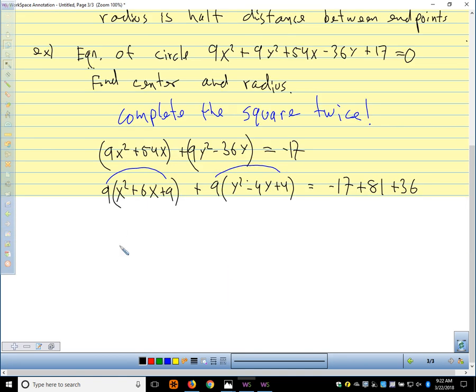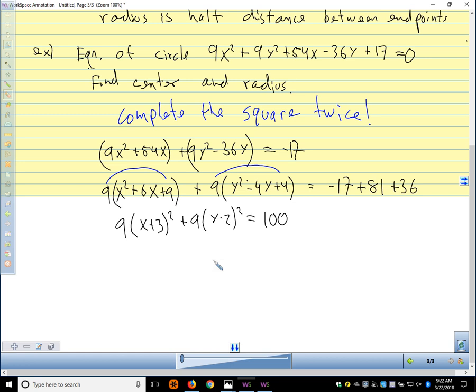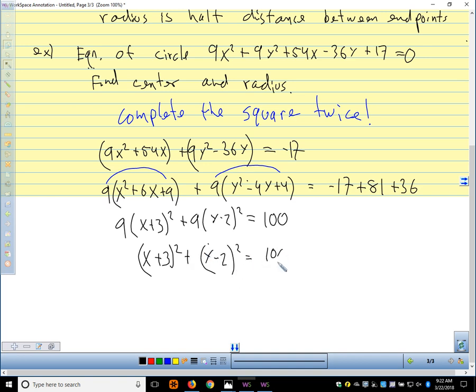Now we have a perfect square, a couple of perfect squares. 9 times (x plus 3) squared plus 9 times (y minus 2) squared equals, this turns out nice, 100. We're almost there. For standard equation, the x squared and the y squared don't have numbers in front of them, so we're going to divide everything by 9. And I'm just going to write that as 100/9. So our center, now we have a nice standard form, is negative 3, 2. And the radius is the square root of 100/9, which is 10/3.